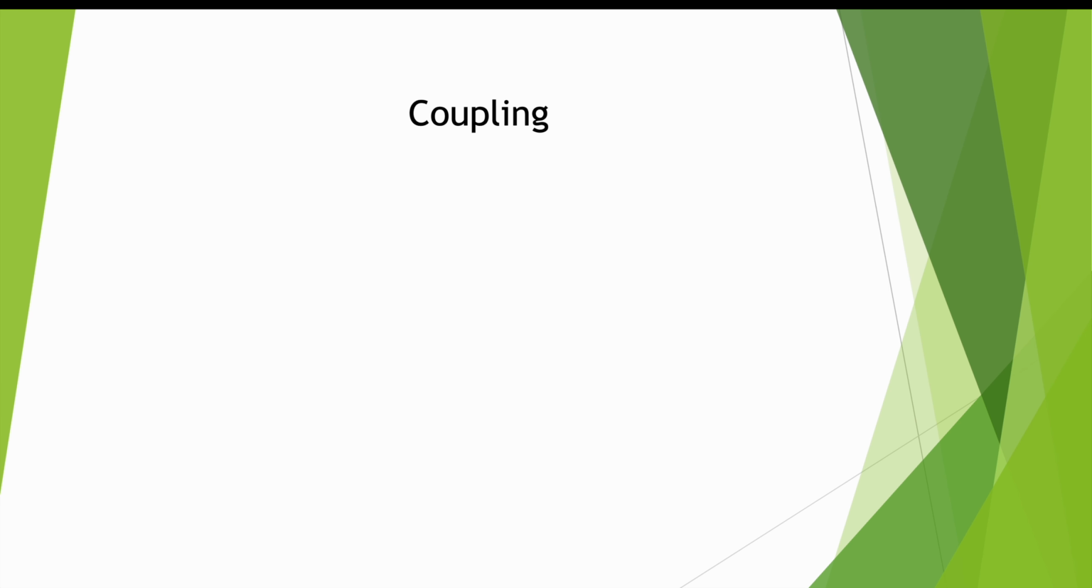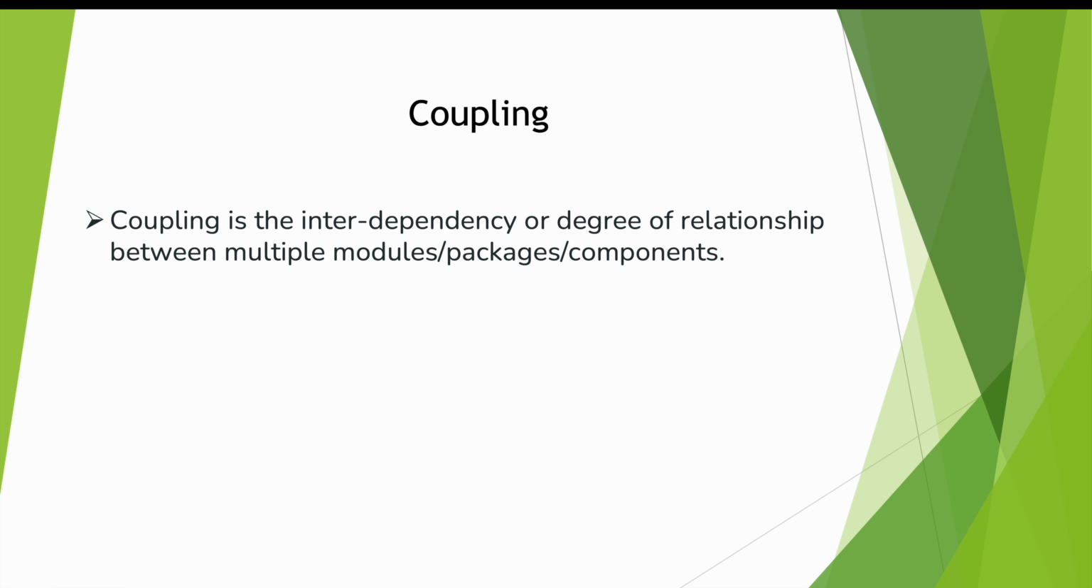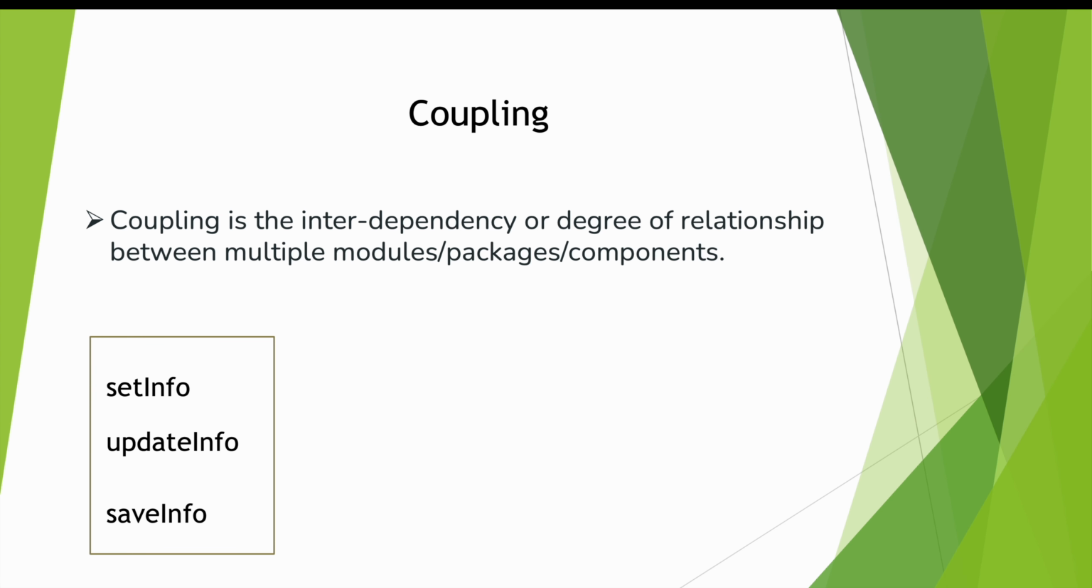The second term which we will be looking at is coupling. It is defined as the interdependency or degree of relationship between multiple modules or components. Now, let's assume a class which contains 3 methods. 2 of them are related to setting the information and updating the information, but the third method actually saves the whole information into a file. So this method deals with the backend details like how content is stored at the backend. But we have coupled it with the set and update information methods, and this is not a good design. A better solution will be to separate it out and create a new class just to save the information into a file or probably into a database. So in the software world, it's a good technique to have low coupling.